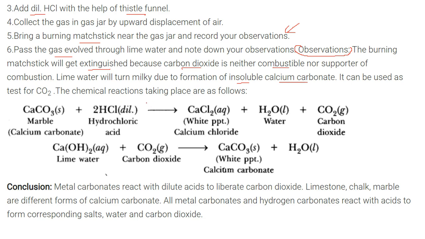So what are the chemical reactions taking place? This is marble, calcium carbonate. It reacts with dilute hydrochloric acid to give CaCl2, calcium chloride, water and carbon dioxide. Now this Ca(OH)2 is lime water. Carbon dioxide is passed through lime water, so it will give you CaCO3, which is a white precipitate, calcium carbonate. So the conclusion is, metal carbonates react with dilute HCl to liberate CO2.